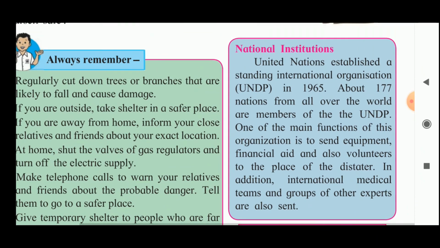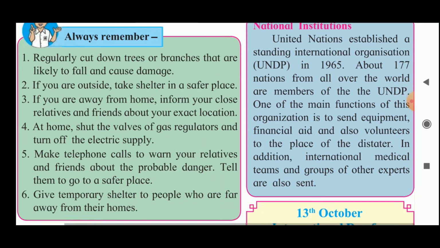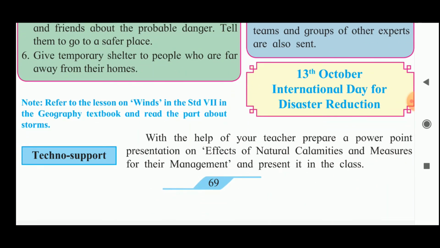Now, the United Nations established a standing international organization in 1965. About 177 nations from all over the world are members of this UNDP. One of the main functions of this organization is to send equipment, financial aid, and also volunteers to the place of disaster. Now, 13th October is celebrated as the International Day for Disaster Reduction.